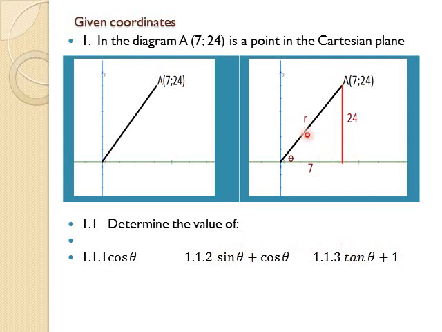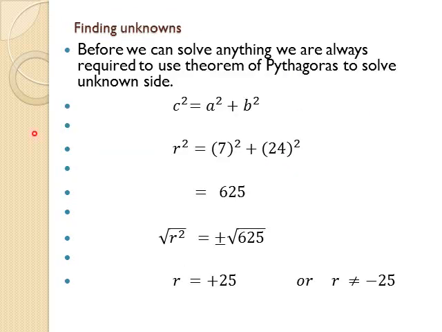But to solve that, we must first get the value of r, and we're going to do that using the theorem of Pythagoras, r being the longer side. So before we can solve anything, we make use of the theorem of Pythagoras, c squared equals a squared plus b squared, or I can say r squared equals x squared plus y squared. So r squared equals 7 squared plus 24 squared. 49 plus 576 gives me 625.